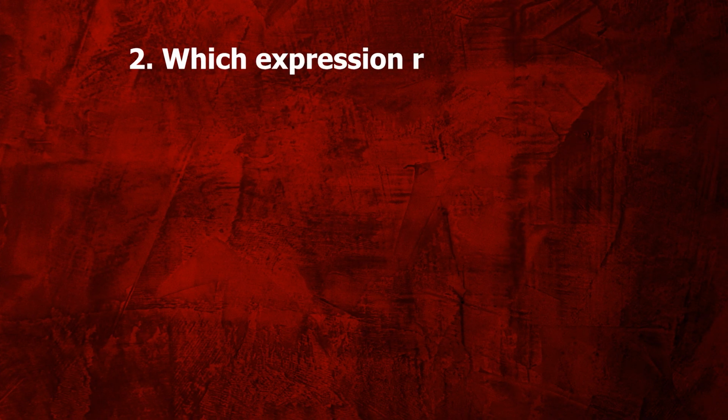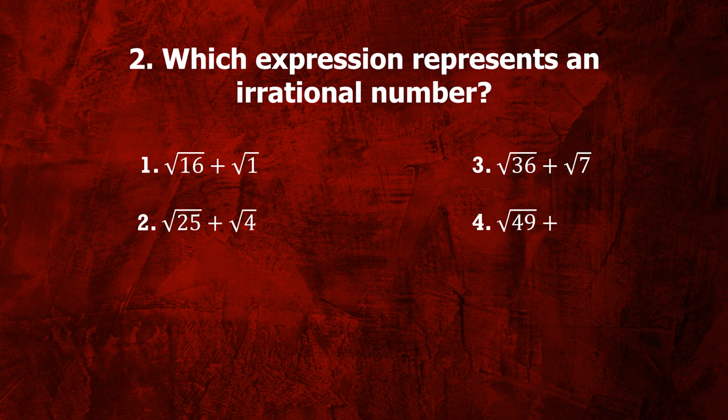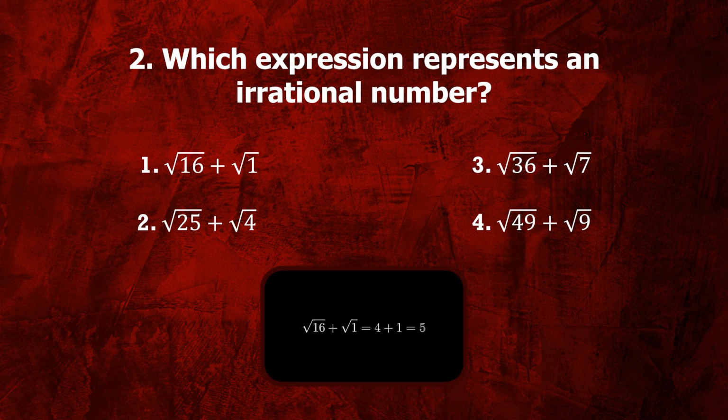Question 2. Which expression represents an irrational number? Let's start with option 1. The square root of 16 is 4, and the square root of 1 is 1. So, option 1 is equal to 4 plus 1, which is 5. Is 5 an irrational number? No, it is not. We can write 5 as a fraction of two integers, such as 5 over 1. So, option 1 is a rational number, not an irrational number. We can eliminate option 1.